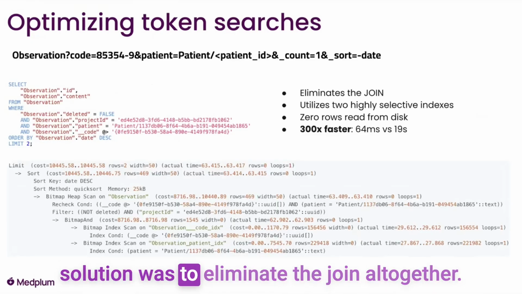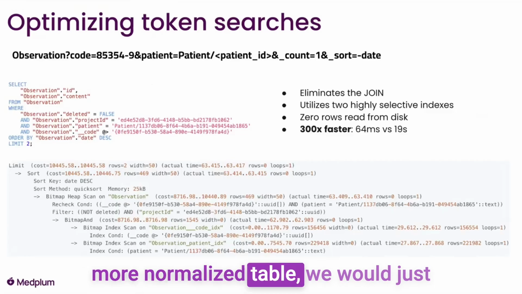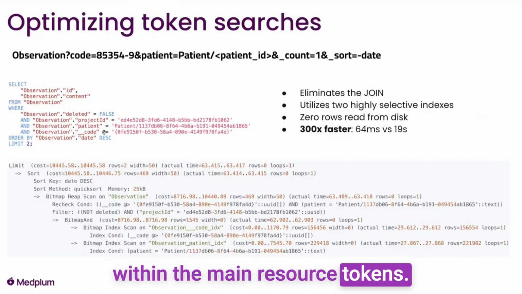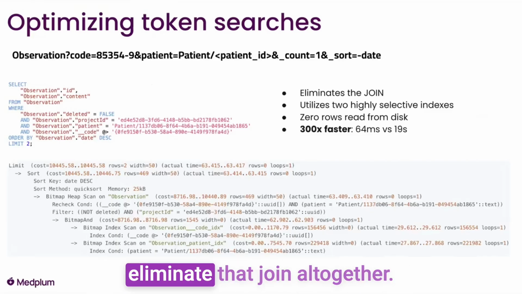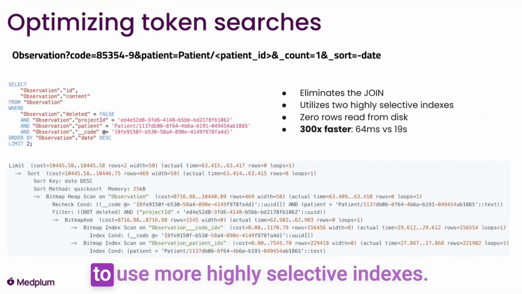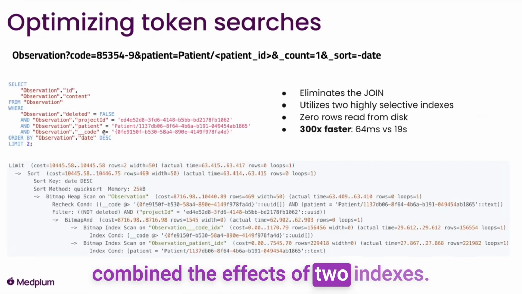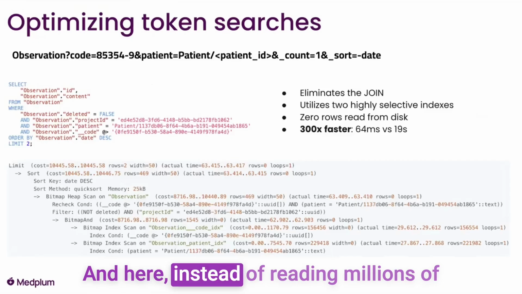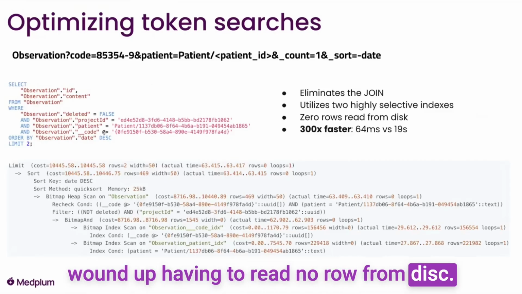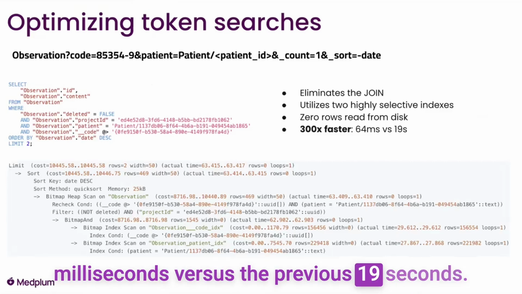After we went to work on figuring out how to optimize this, we decided in this case the best solution was to eliminate the join altogether. Instead of storing tokens in a more normalized table, we would just store them in a hashed representation within the main resource tokens. Here, the benefits are we get to eliminate that join altogether. This gives the query planner more room to use more highly selective indexes. In this case, we get to see it combine the effects of 2 indexes. And here, instead of reading millions of rows from disk to throw them all out, we wound up having to read no rows from disk. And for a big speed improvement, just 64 milliseconds versus the previous 19 seconds.